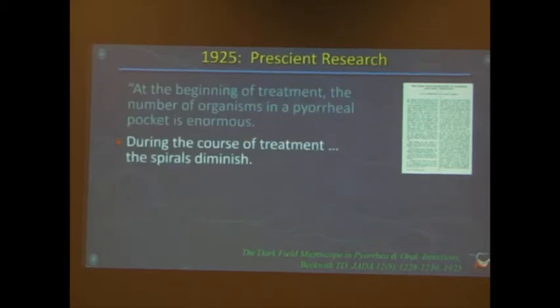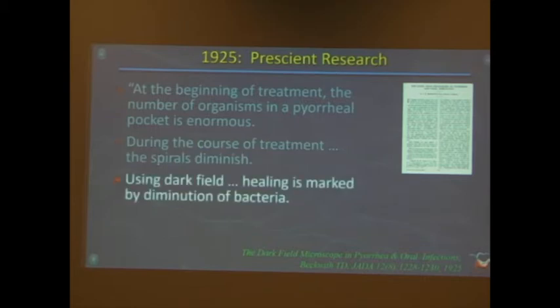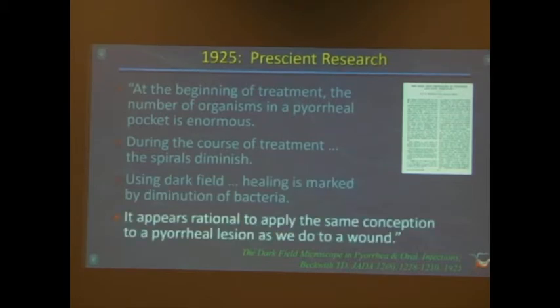During the course of treatment, the spirals diminish. I'm pretty sure they're talking about spirochetes. And using dark field, healing is marked by a diminution of the bacteria. It's the same thing that we're rediscovering today; we knew back in 1925. So it appears rational to apply the same conception to a pyorrheal lesion as we would to any wound. Duh.